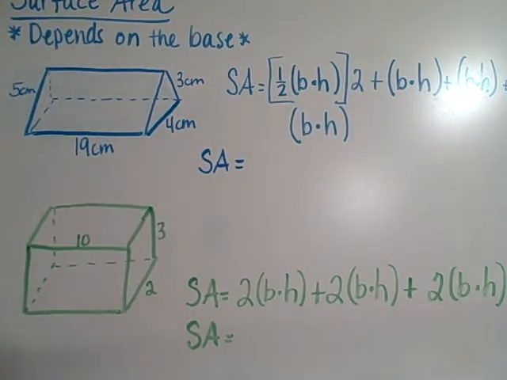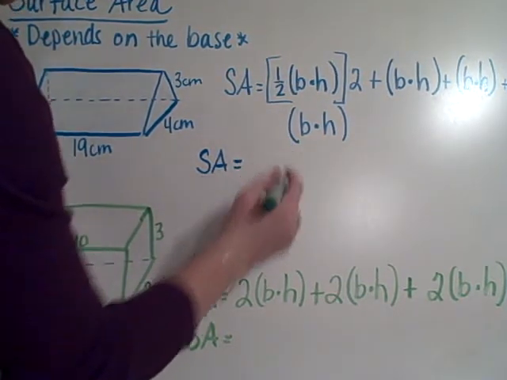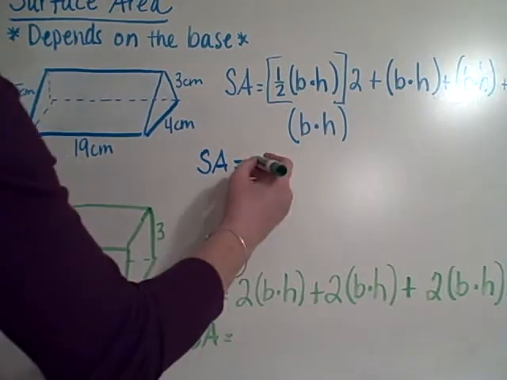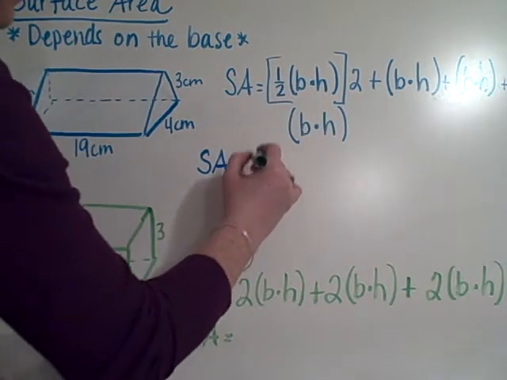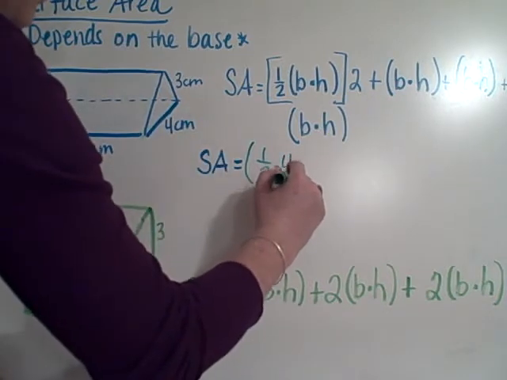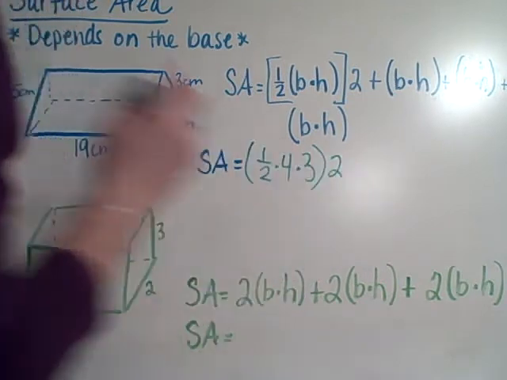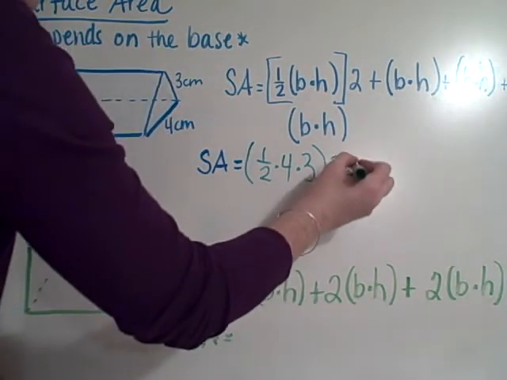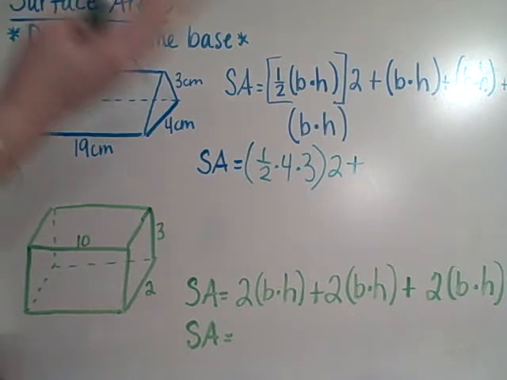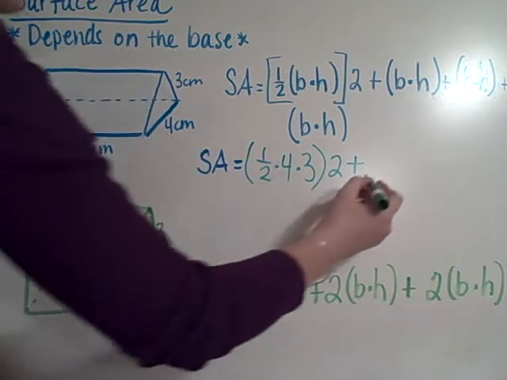So let's fill in the information and see where this takes us. If I look at my triangles, I'm actually going to use, instead of the brackets this time, the parentheses. And I'm going to have 1/2 times base is 4, height is 3, times 2, because there are two that are the same, plus my base times height. Doesn't matter which triangle or rectangle you start with. I'm going to start with the 19 by 5, this one that's right here on the top.